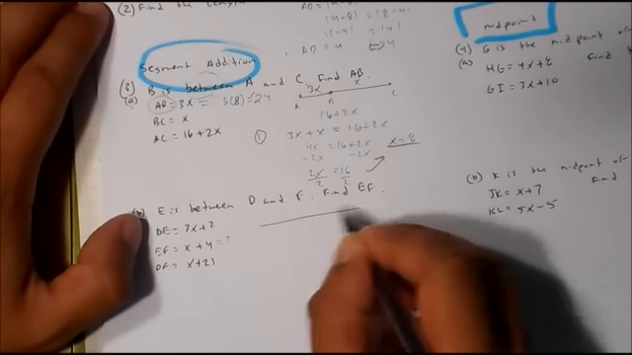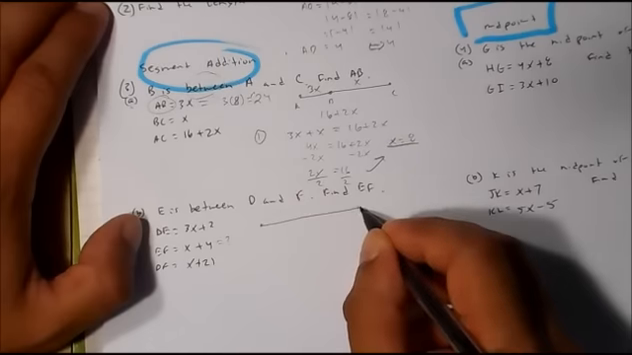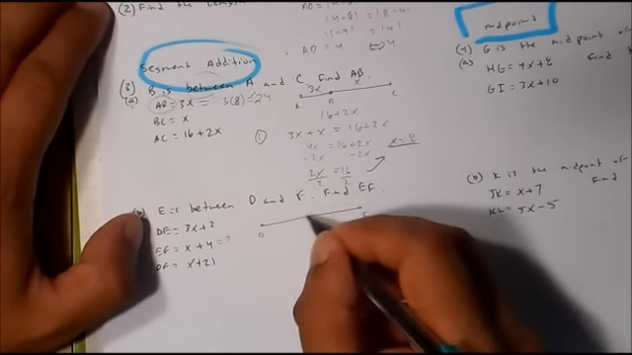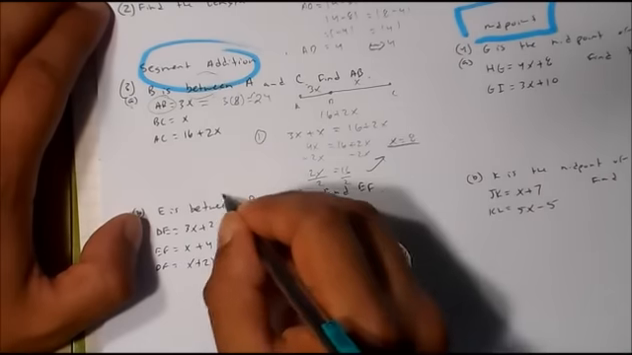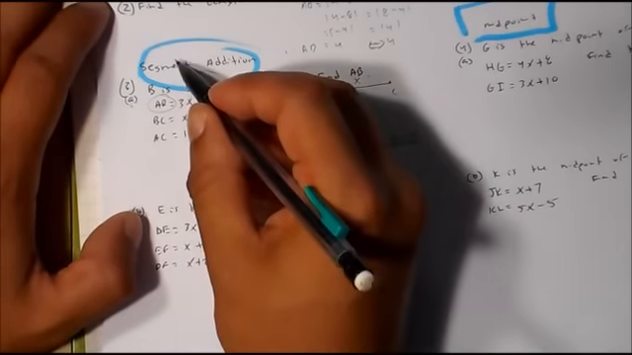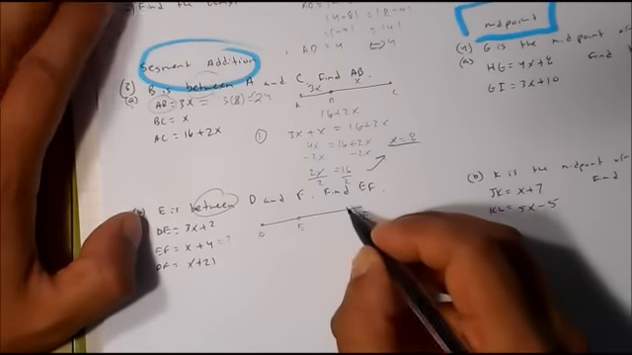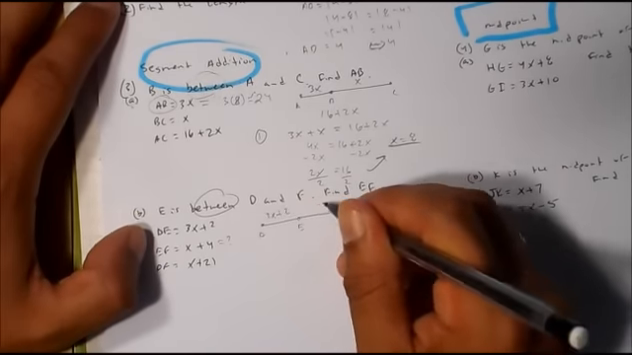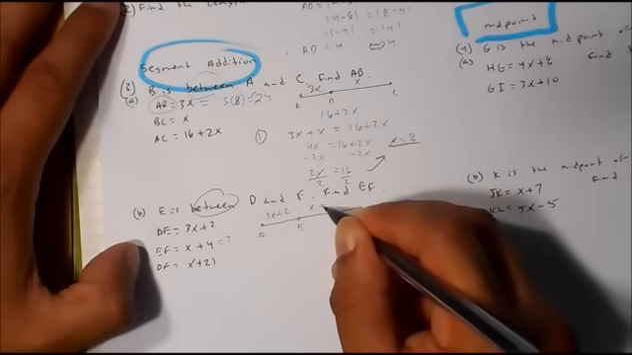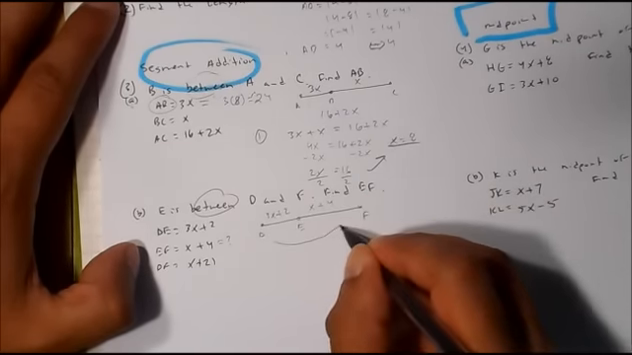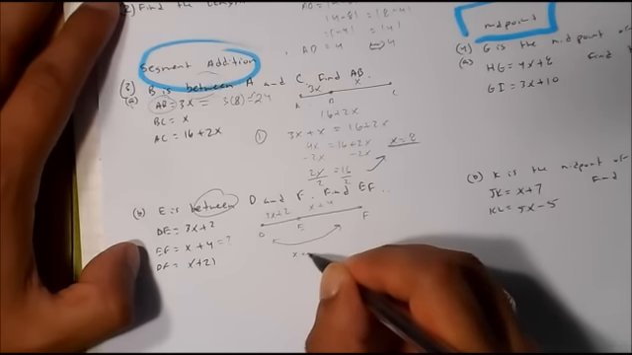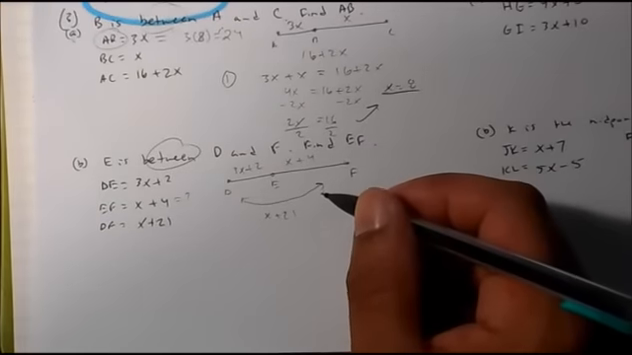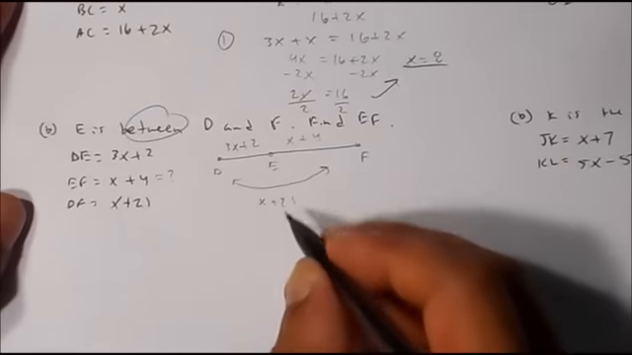Alright, so let's start sketching it out. Our endpoints are going to be at D and F, DF, and E is somewhere in between. The word between is there, so we're going to be working with segment addition. DE is 3x plus 2, and EF equals x plus 4. Now the whole entire line is x plus 21.